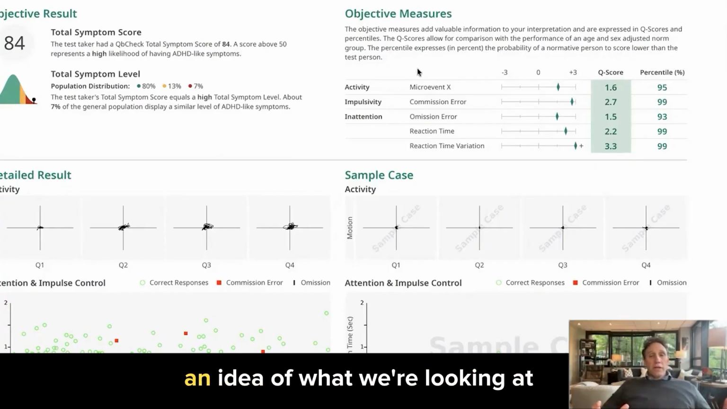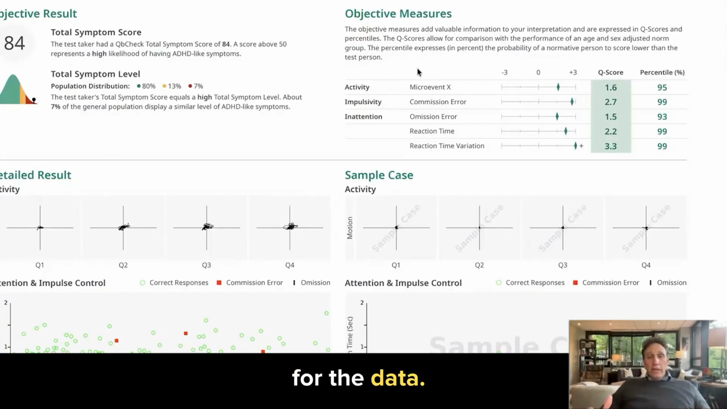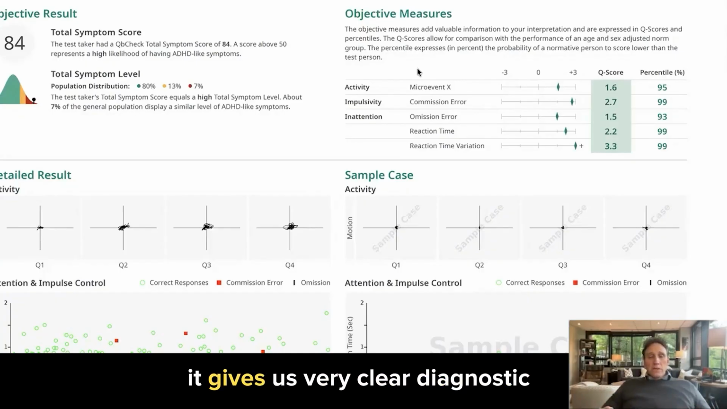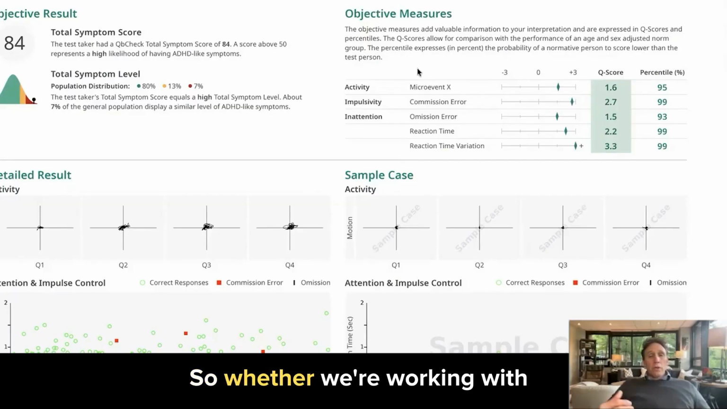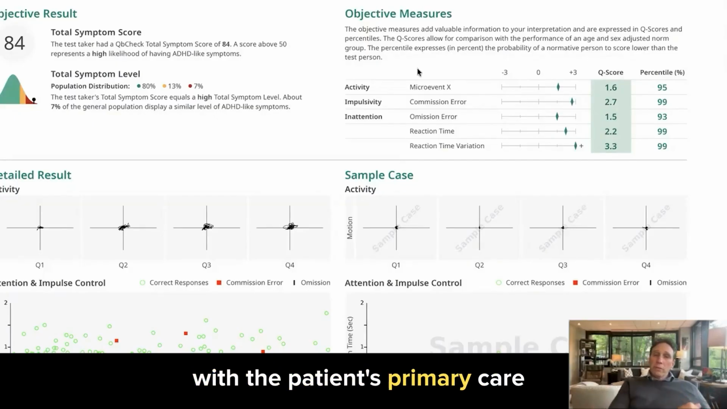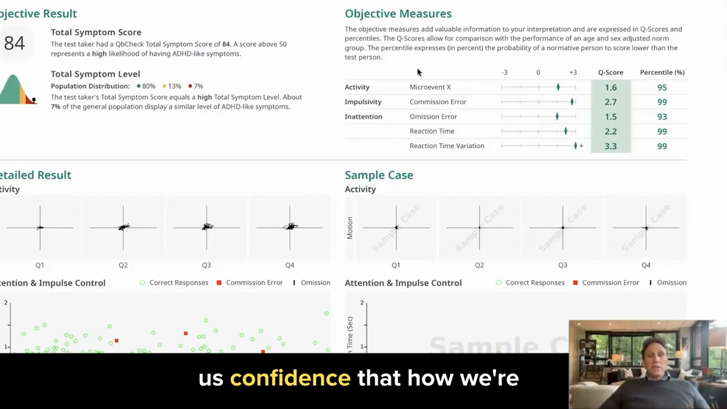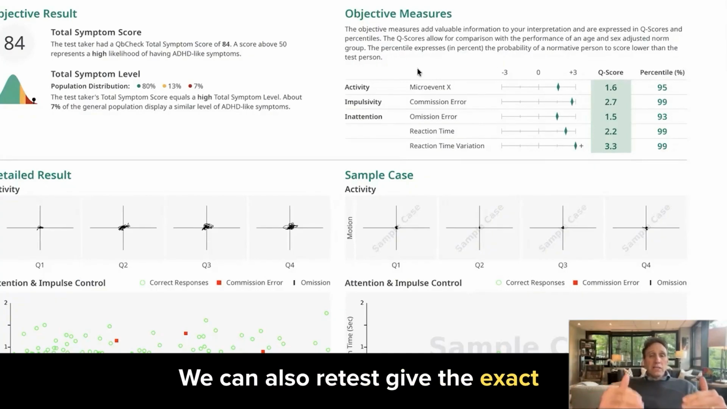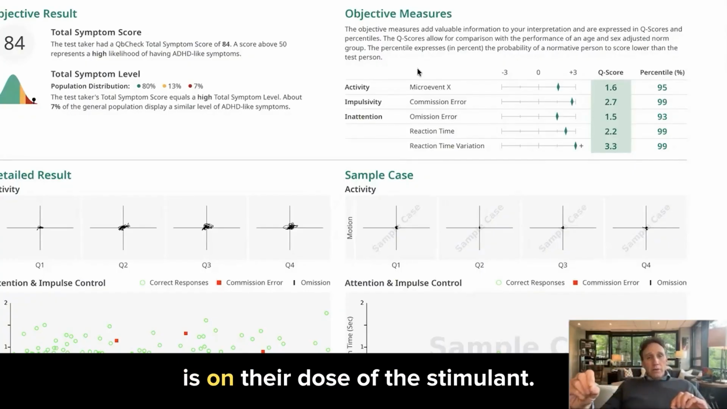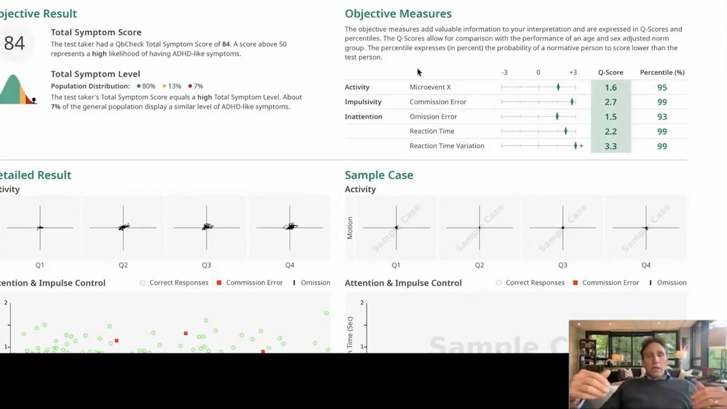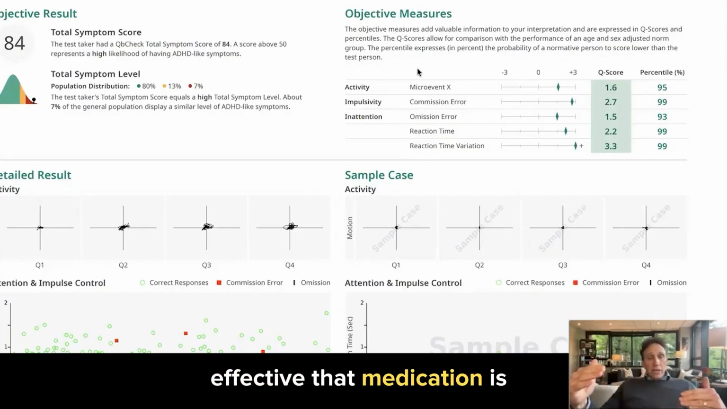So this will give you a little bit of an idea of what we're looking at for the data, how we interpret this data. It gives us very clear diagnostic measures that can also inform our treatment program. So whether we're working with the patient or we're working with the patient's primary care provider or psychiatrist, the data offers real clarity and can give us confidence that how we're going to address the symptoms is accurate and most effective. We can also retest, give the exact same measure while the person is on their dose of the stimulant. And that gives us an idea of how effective that medication is working.